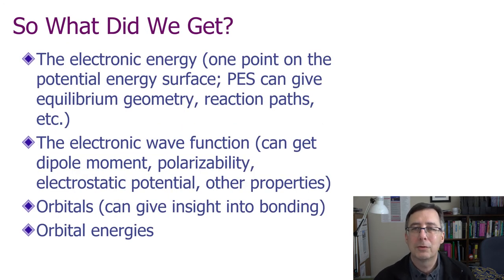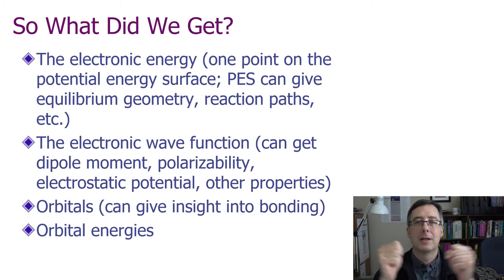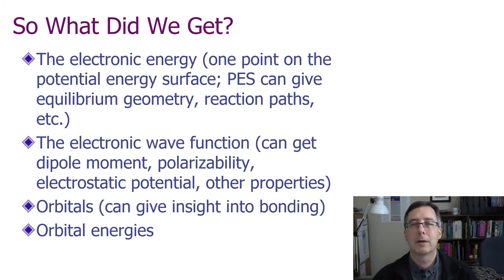Okay, suppose you do all this stuff. What do you get out of it? Well, you get the electronic energy, because that's a product of Hartree-Fock. You get that electronic energy, which is only valid for that particular set of nuclear coordinates. So if you want a potential surface, you got to redo the Hartree-Fock at different bond stretches or bond angles or whatever is appropriate for your problem. But in principle, you could do that if there's not too many coordinates. That can give you a potential energy surface.